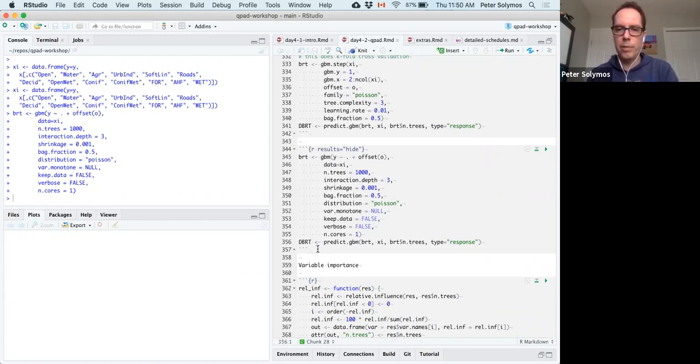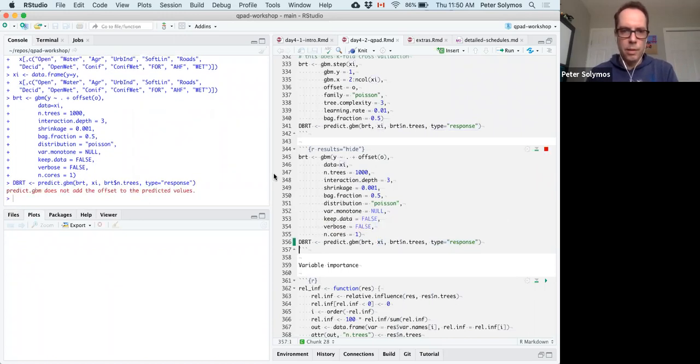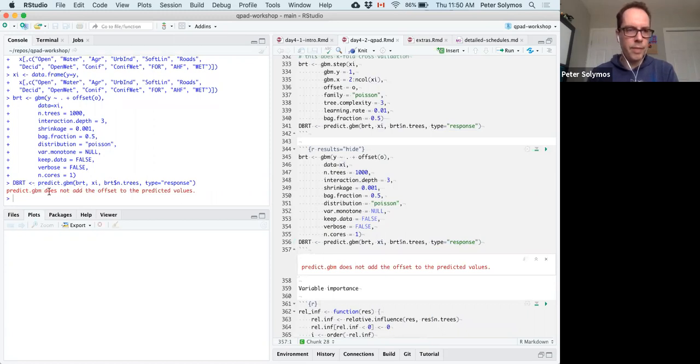And then we can use predict.gbm. This is the model we just created. Then we need to tell it how many trees we want to combine for this prediction, and give us the values on the response scale, which is that exponent coming into the picture. And this is the data set we want to use, the same that we used to train the model. Now it says GBM does not add the offsets to the predicted value, which is exactly what we need. So thanks for verifying that.